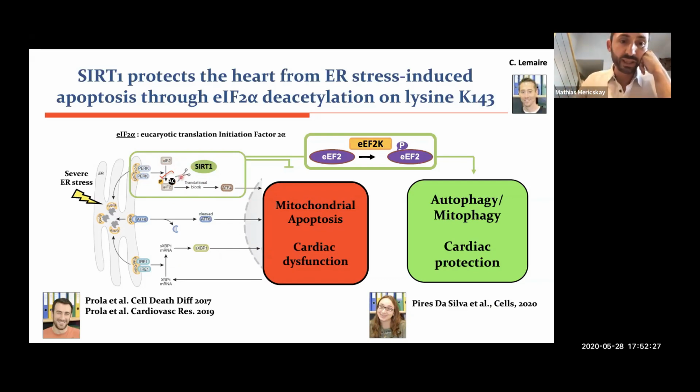And what he showed is that the deacetylation of this EF2 by SIRT1 is lowering or blunting the phosphorylation of EF2 and moderating this response. And at the same time, in a more recent publication, he showed that it's stimulating this other elongation factor 2 in a more indirect way. We don't know exactly the mechanism between these two links, but SIRT1 is required for that, and that promotes autophagy and mitophagy and so cardiac protection.